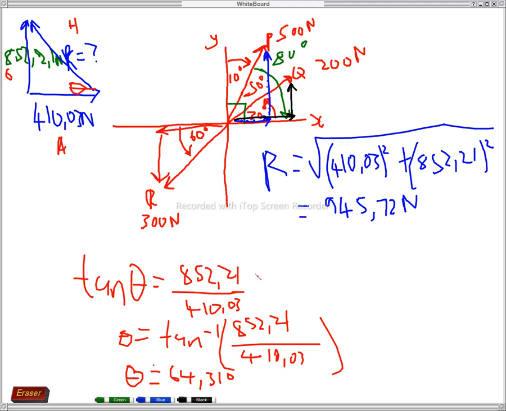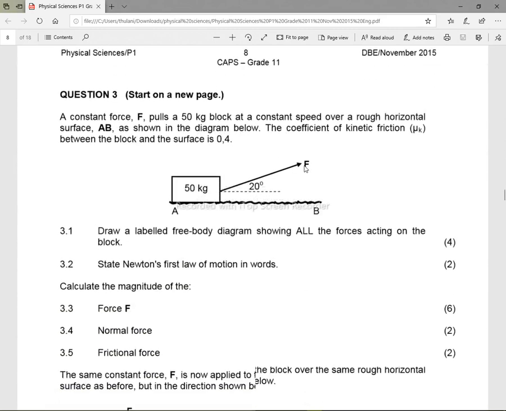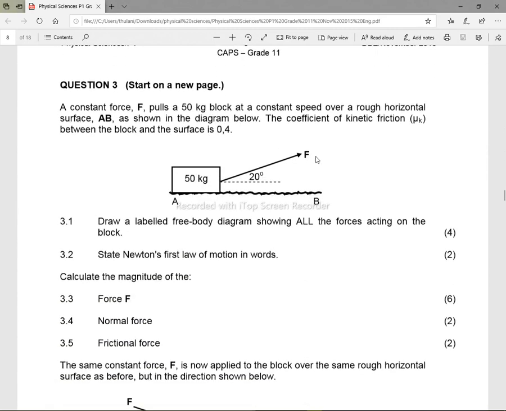Therefore, moving forward, I'm just going to go for the next question. I think the next question is where Newton's second law starts. So let's just jump into question 3.